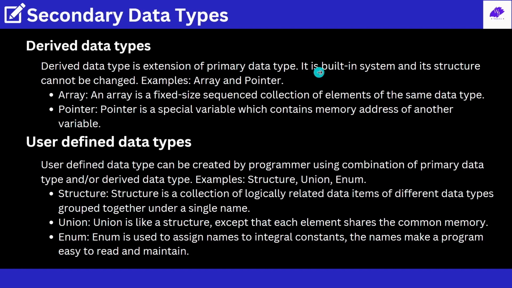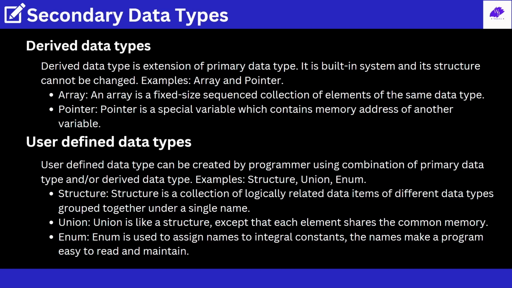As I have said, it is built into the system and its structure cannot be changed. That is, we can't change the derived data types according to our requirement. So derived data types contain array and pointer. An array is like an integer, but we can store more than one integer, and not just integers, but all the primary data types which we discussed in the previous slide.